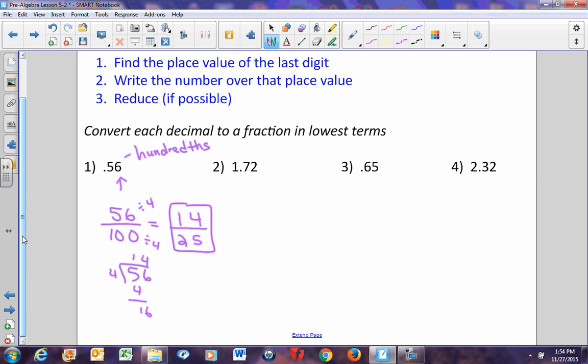1.72 is 1 and 72 hundredths, or 172 over 100. Okay, so we now know it's going to be a mixed number. It's 1 and 72 100ths. And I can reduce the 72 over 100. Again, 100 is divisible by 4. 72 is also divisible by 4. So 100 divided by 4 is 25. 4 goes into 72 18 times. So it's 1 and 18/25.